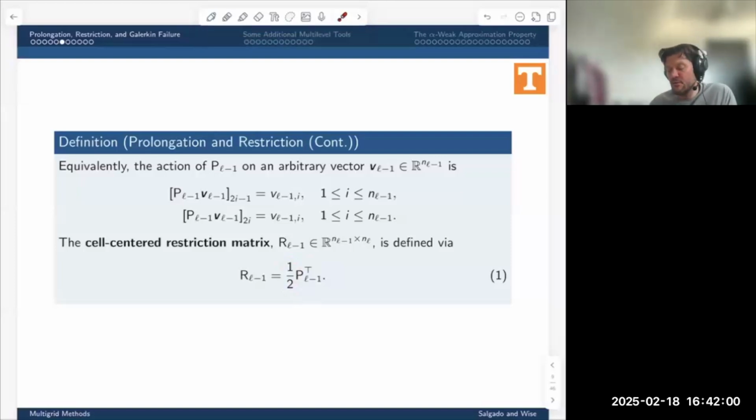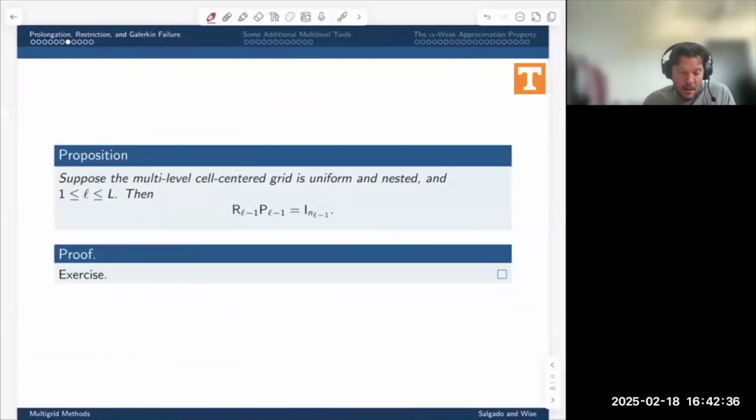Because remember, the Galerkin condition required 2 features. It required a balanced restriction prolongation pair, and it required that the wrap condition holds. Well, if one of these 2 conditions breaks, then we no longer have the strong Galerkin condition G0. So we see right away that G0 is broken. So is this a problem or not? It's not a huge problem, it turns out.